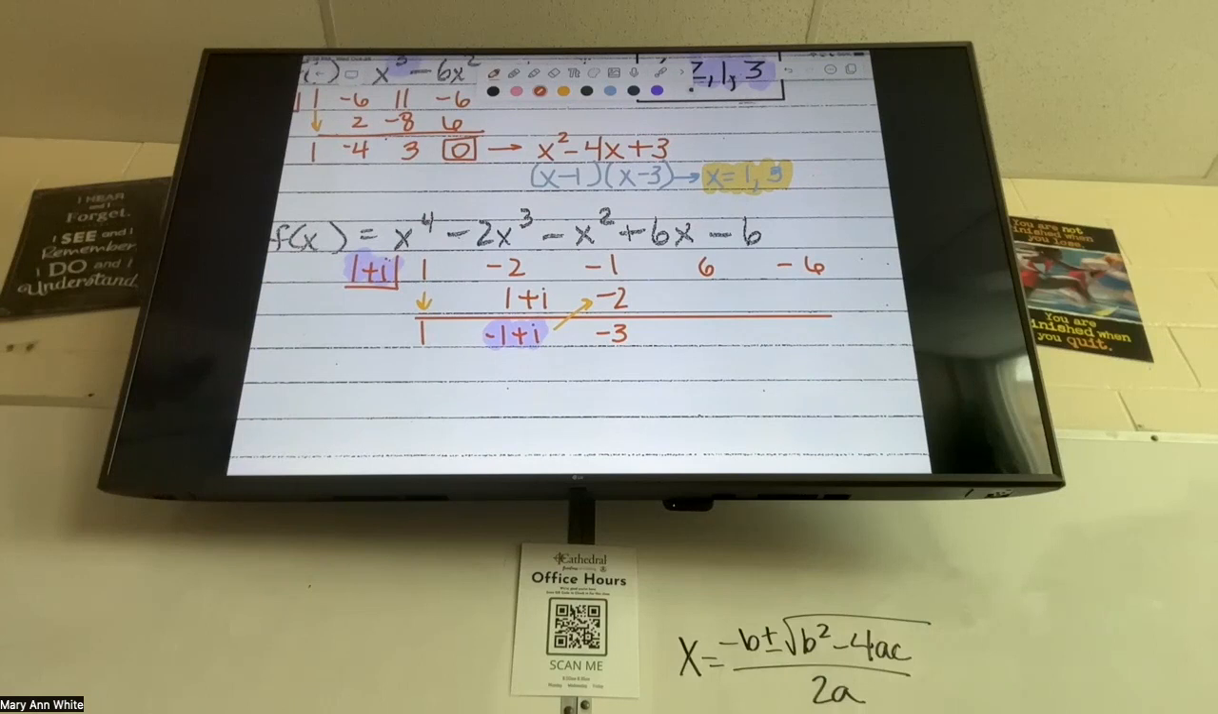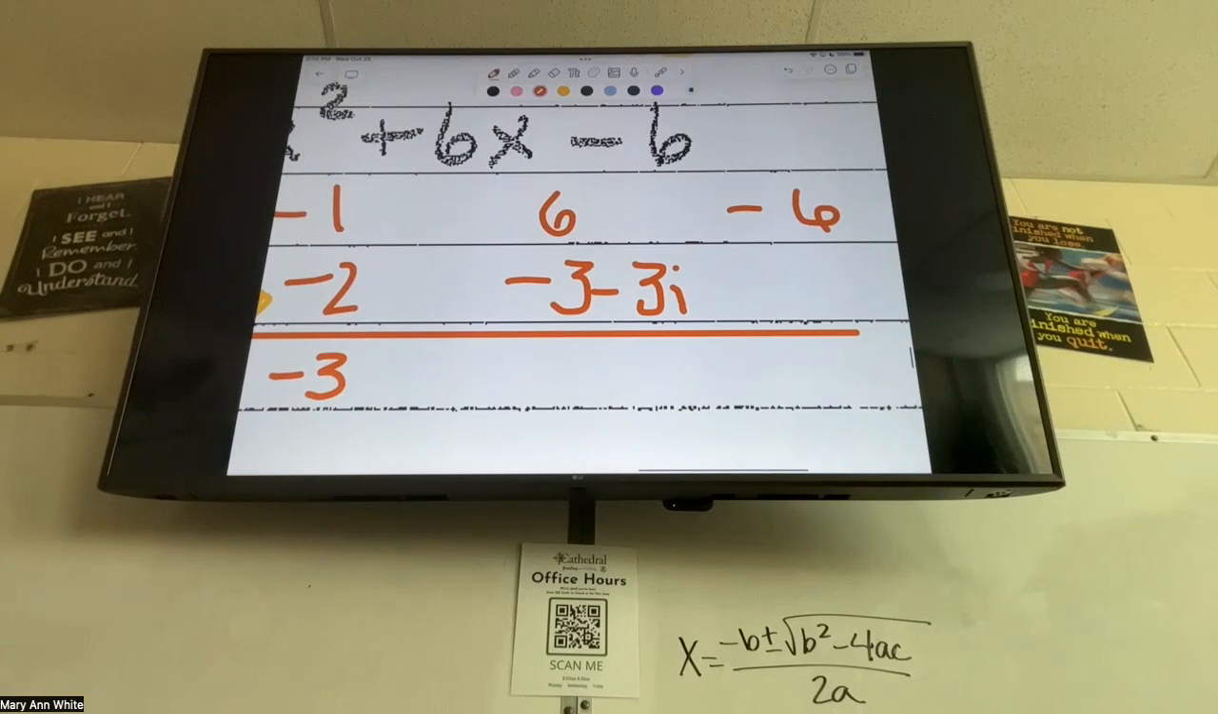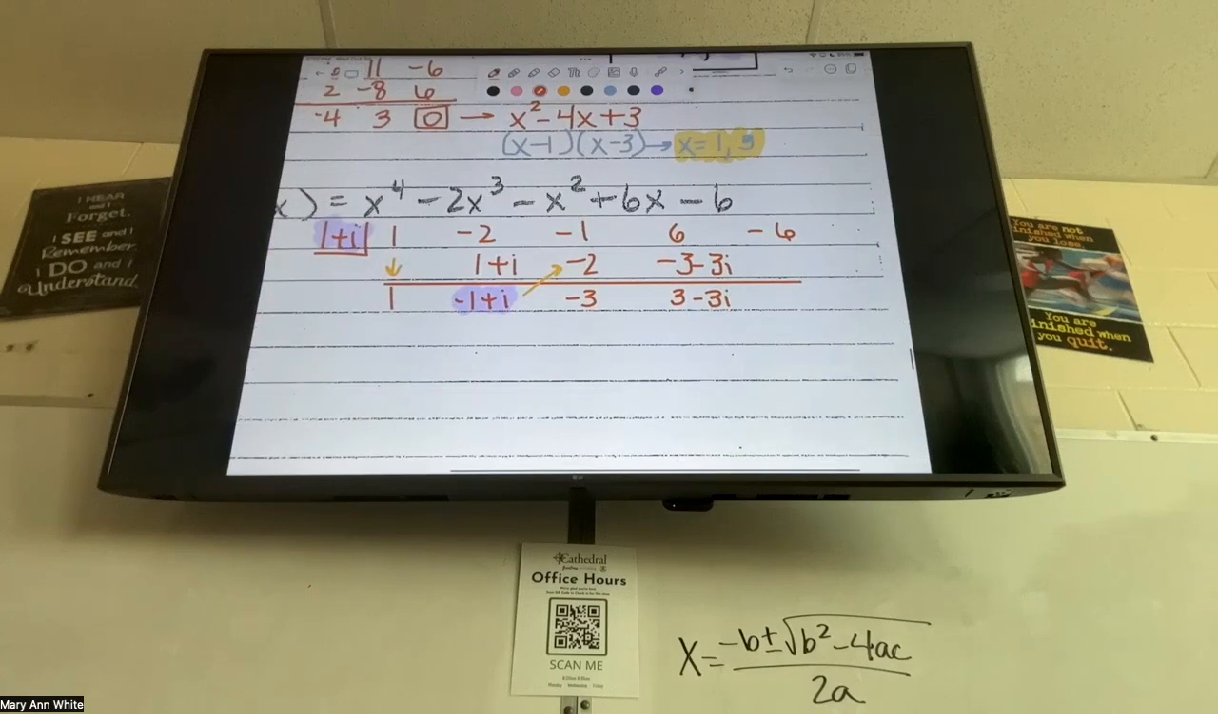So I got -3, so multiply -3 times 1 plus i, so it'll be -3 minus 3i. And again, see how I lined it up nicely? I've got that -3 under the 6, so 6 minus 3 is 3, and then -3i. And then now, just like we did a second ago, we're going to multiply 1 plus i times 3 minus 3i.